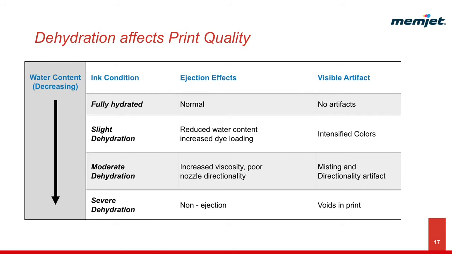When you have a slight level of dehydration, you have reduced water content in the ink, and this causes increased diluting, which results in intensified colors. If you have a moderate level of dehydration, again, increased viscosity, but now it has poor nozzle directionality, and that in turn causes misting and directionality artifacts. With severe dehydration, we actually get to a point where we can't eject from the nozzle, and you get voids in printing. Now I'd like to show you how these effects display on printed output.